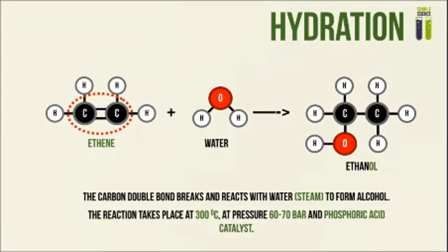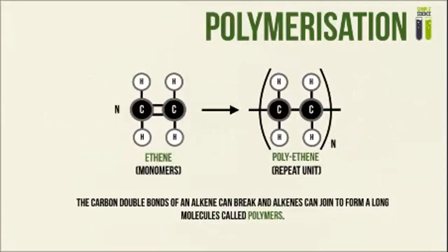This reaction takes place at 300 degrees Celsius at a pressure of 60 bar, and phosphoric acid is used as a catalyst. So basically you have to remember these conditions, and this is the reaction to form an alcohol from an alkene. Cool. And the next and final reaction that an alkene can take part in is polymerization.